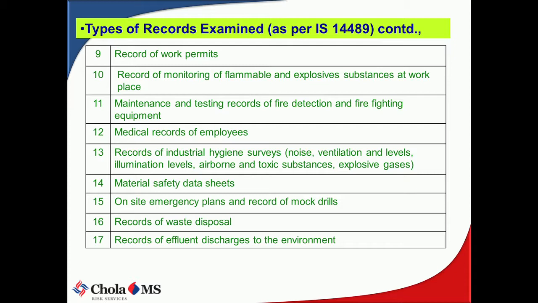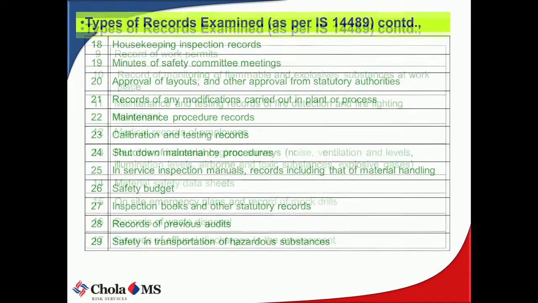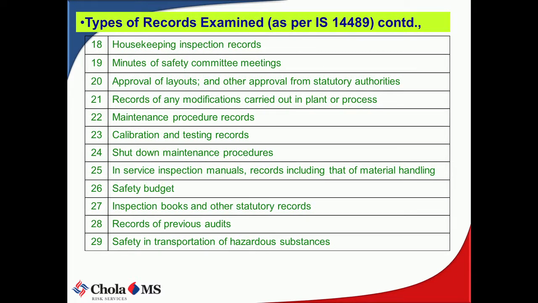Then the illumination study, whether there's an on-site emergency plan, whether mock drills have been conducted, what the methods of effluent discharge are and what records they maintain, the housekeeping records, then layout, maintenance procedures, calibration testing records, shutdown maintenance, inspection books, records of previous audits, safety and transportation hazards, chemicals. So you can see there are n number of things; these are all basic requirements when you do an audit.